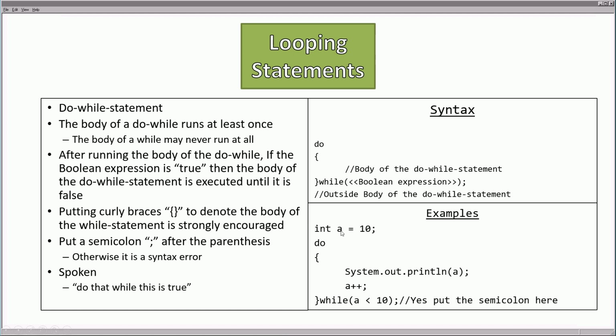Now let's take a look at this example. We assign integer a the value of 10. The body of a do-while loop runs initially. So this would System.out.println the value of a, so 10 would print out. Then we increase a by 1, making it 11. 11 is not less than 10, so this actually doesn't loop again.